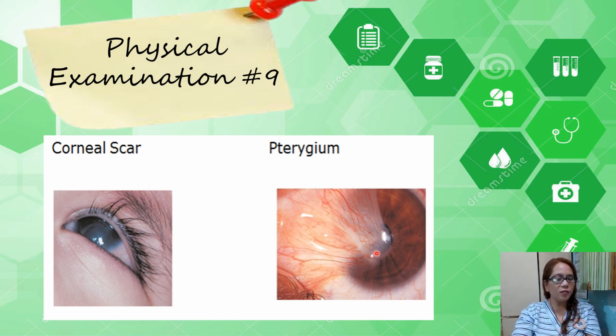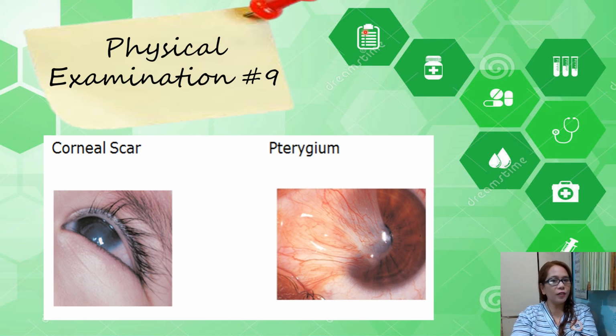So, here on the right side, we have the pterygium. It is an elevated superficial external ocular mass that usually forms over the perilimbical conjunctiva. So, mula siya dito, sa conjunctiva, and it extends onto the corneal surface. So, kinakain na yan. The causes of this is too much exposure to light.